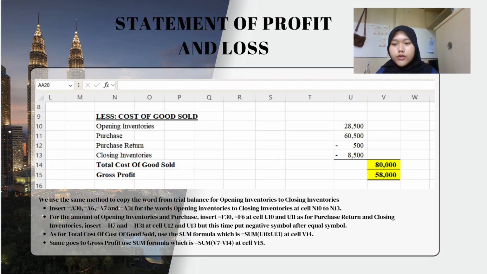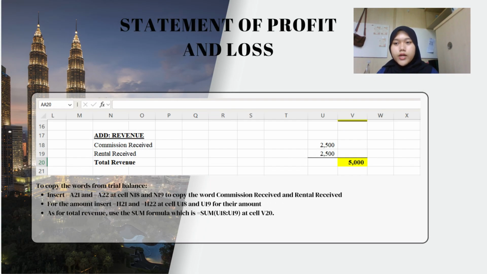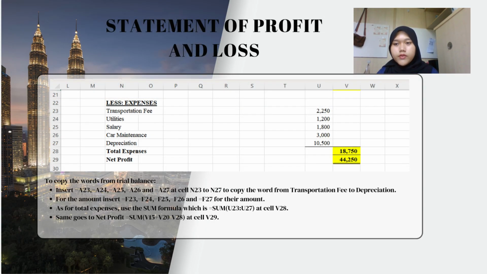After that, we calculate gross profit using the SUM formula. In the bracket, we put V7, which is net sales, minus V14, which is total cost of goods sold. After that, we calculate revenue using the same method. The same goes for the expenses. After calculating it, we get the net profit amount using the SUM formula. In the bracket, we put V15 plus V20 minus V28, which is gross profit plus revenue minus expenses, to get the net profit amount.